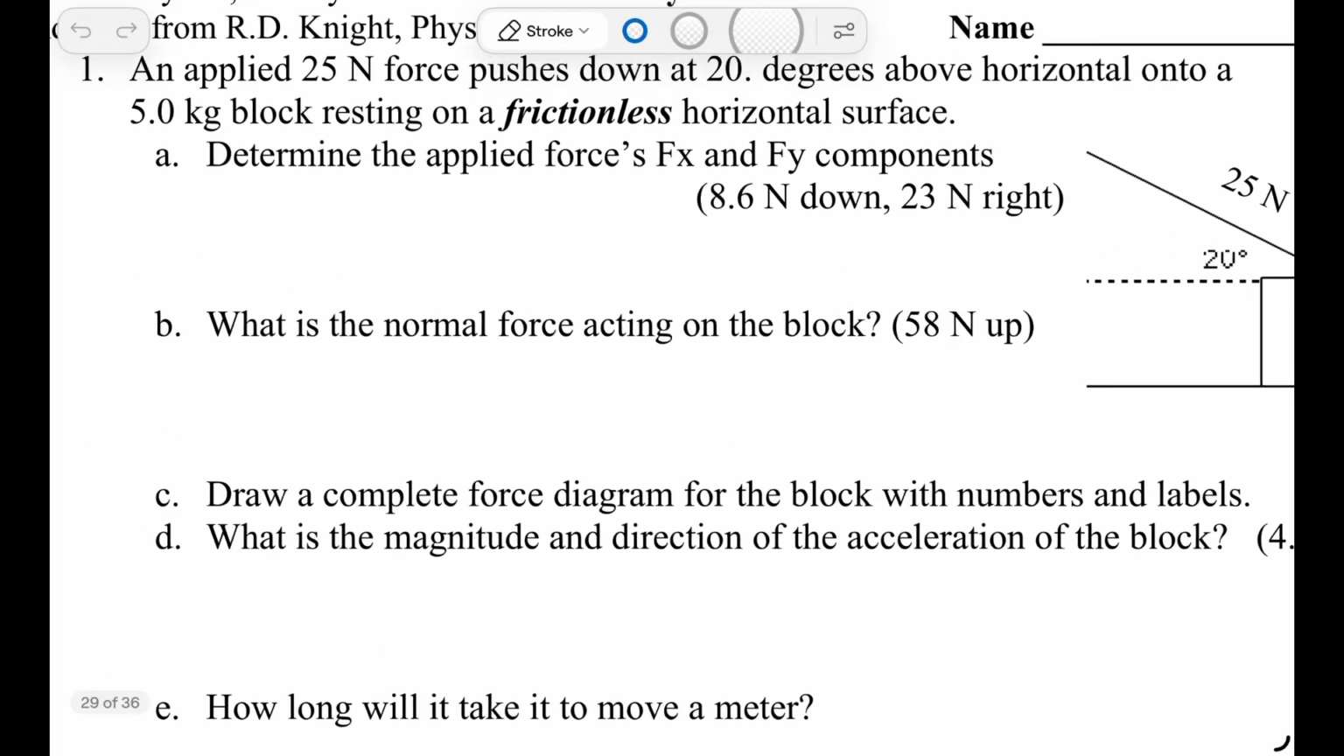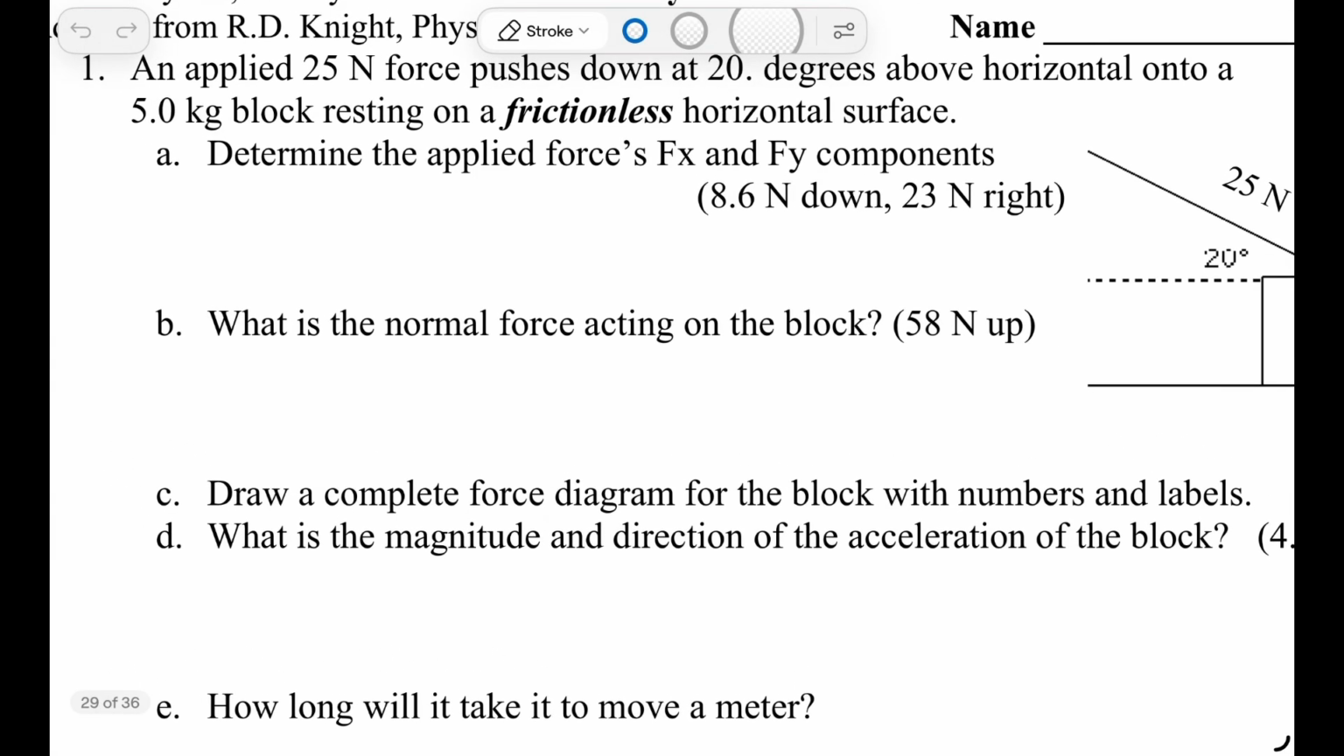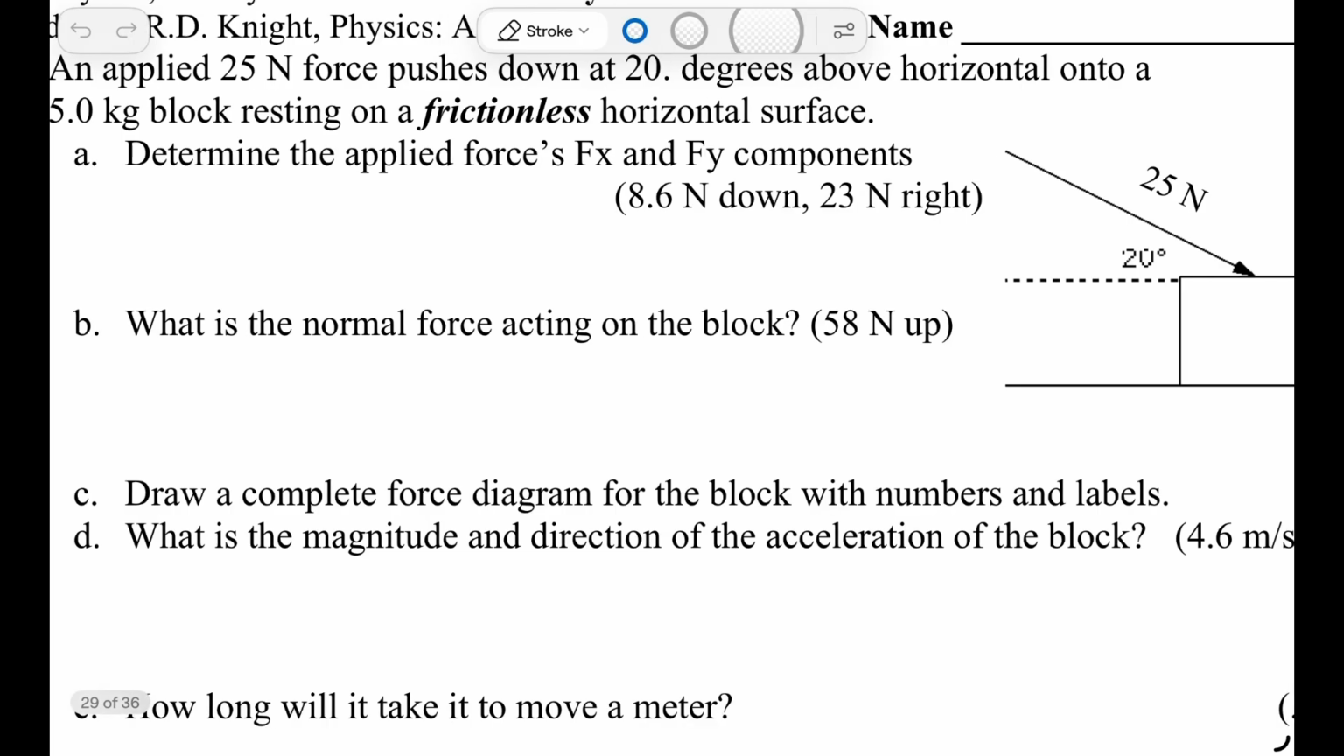In this video, we're going to be solving dynamics problems in AP Physics 1. An applied 25 Newton force pushes down at 20 degrees below horizontal on a 5 kilogram box resting on a frictionless horizontal surface. Determine the applied force's Fx and Fy components.